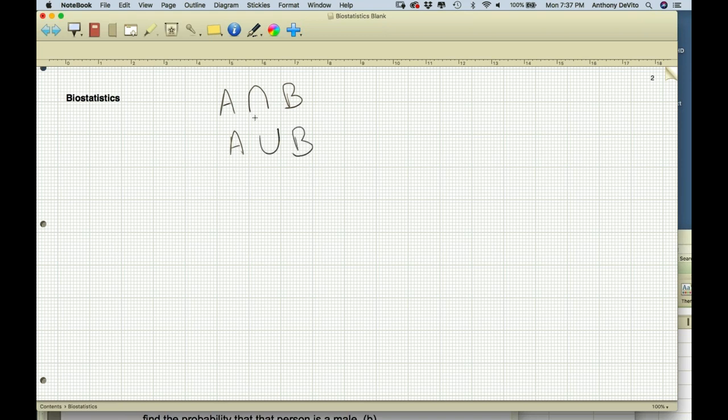Okay. So I have this upside down U. What is that called? Intersection. And this one is union. Okay, and basically in English, what do we mean by intersection? It means it's got to be both, right? It's A and B, right? Not just A, not just B, but A and B. And union, we mean A or B, right? Okay, good.